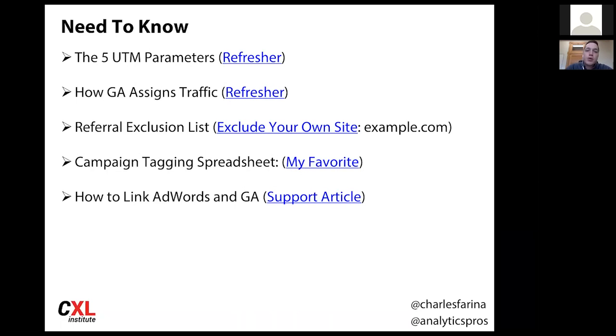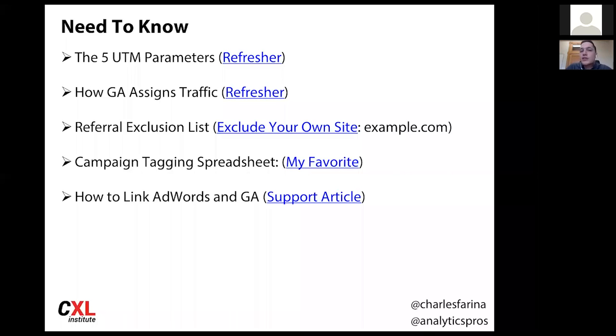Some really important things to remember from the 101 course. The first is the 5 UTM parameters. If you don't remember those, there's campaign, source, medium, term, and ad content. The most important ones to know are medium, source, and campaign. Medium is how Google Analytics tracks channels like organic, direct, referral.